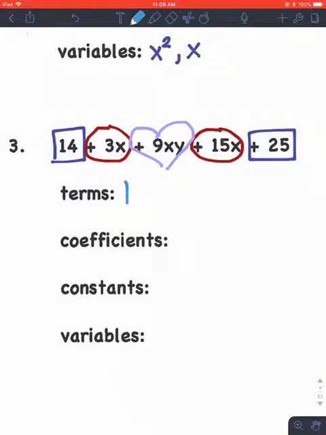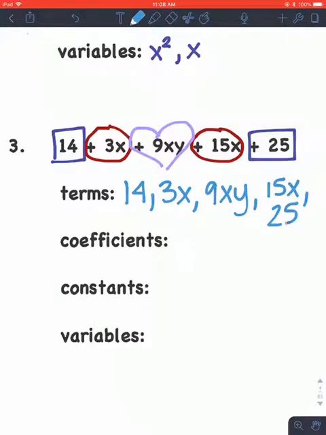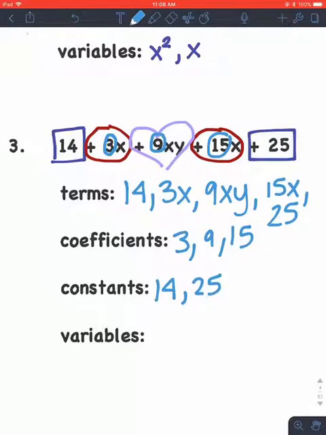For the terms, you're just going to list them all out: 14, 3x, 9xy, 15x, and 25. Coefficients are going to be this 3, this 9, and this 15. 3, 9, and 15, they're all positive. Constants are going to be my numbers in the rectangle, 14 and 25. The variable's kind of wacky here. We have x in the red circles, and then in the purple heart, xy is the other variable. When they're smashed together like that, they're a single variable. You don't break them apart.